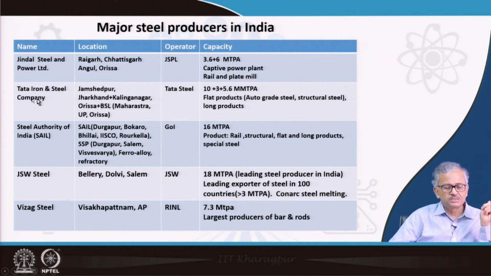And then Tata Iron and Steel Company Limited, TISCO, has a presence in Jamshedpur, that is in Jharkhand.